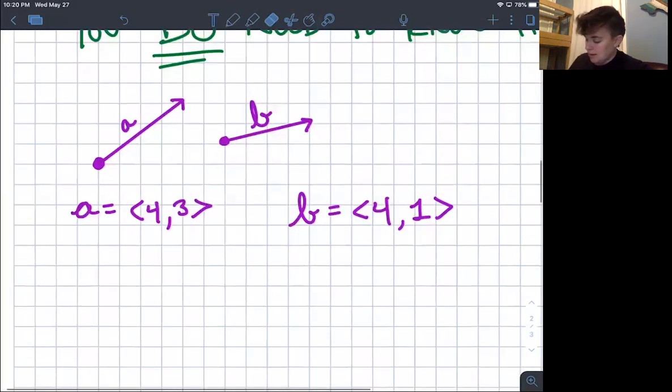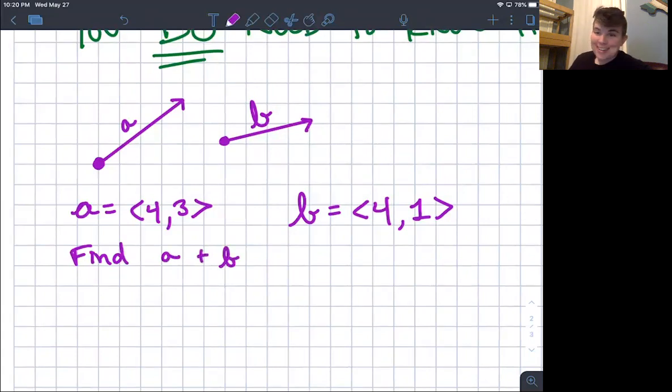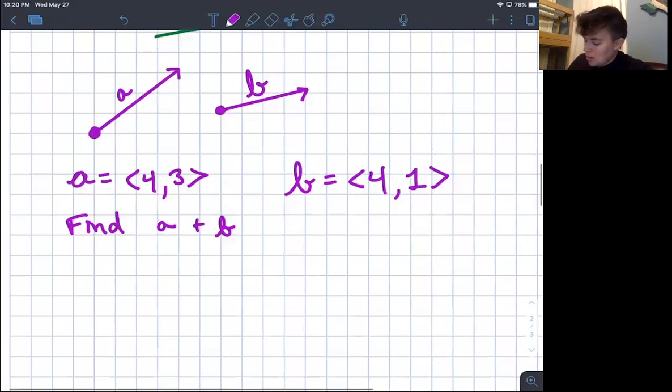Find A plus B. All you're going to do, guys, are you ready? This is the easiest thing we've done all year. You're just going to say, oh, so I'm just going to do <4, 3> plus <4, 1>.